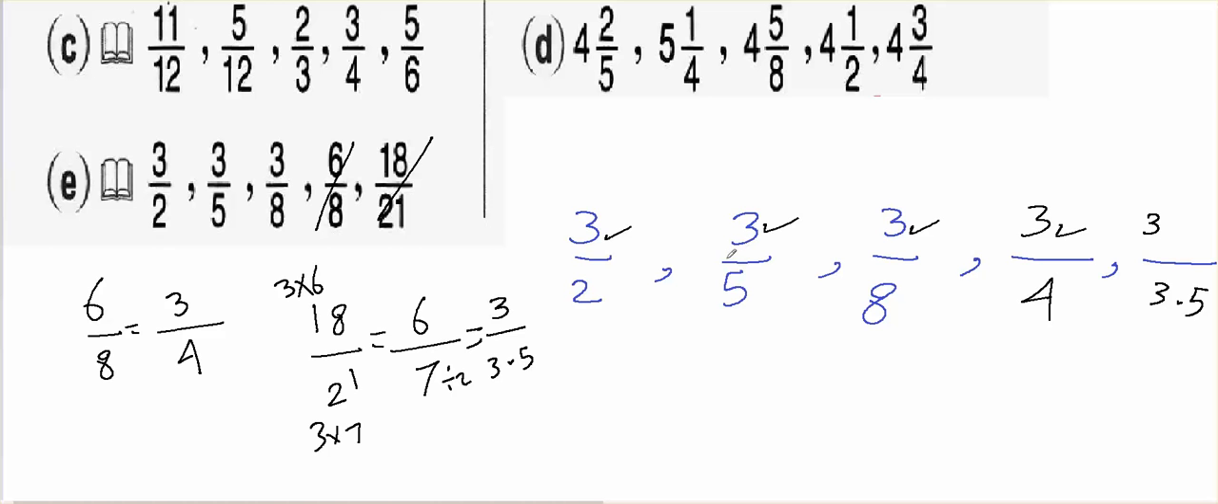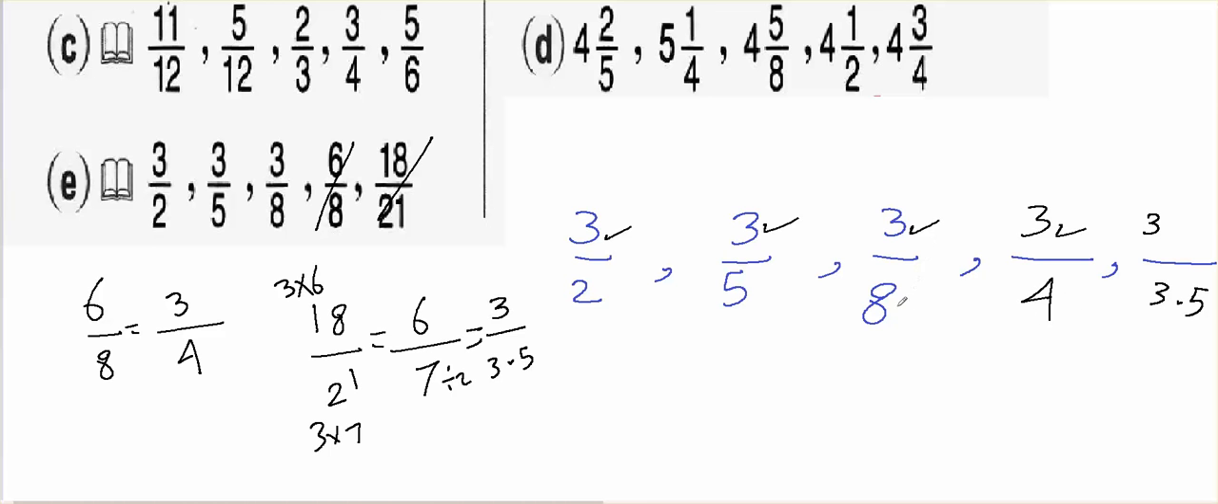Now we order according to the denominator. We know that the fraction with the bigger denominator has a smaller value. 3 over 2, 3 over 5, 3 over 8, 3 over 4, 3 over 3.5.